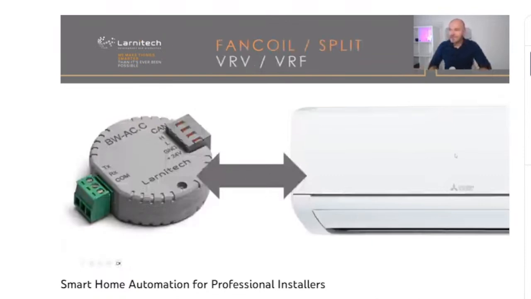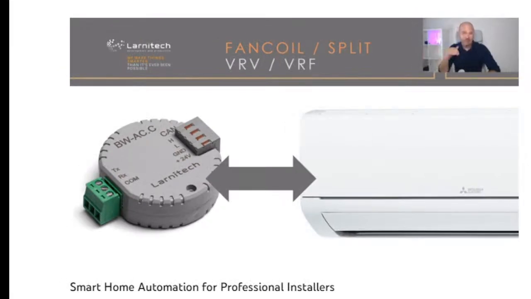And then we have some adapters for some types of air conditioners. This adapter, BWAC, goes directly inside the air conditioner. So you connect it to the connector which is in Mitsubishi Electric and Daikin air conditioners, and you get two-way control for it. So once you connect, you can immediately control this AC from the application.